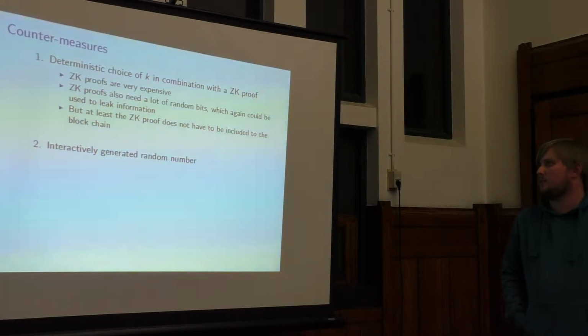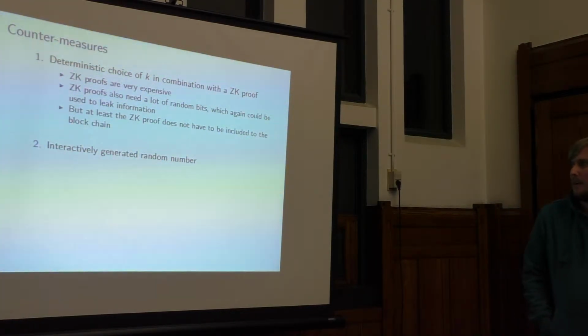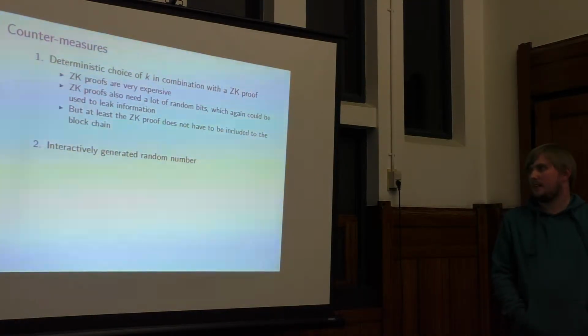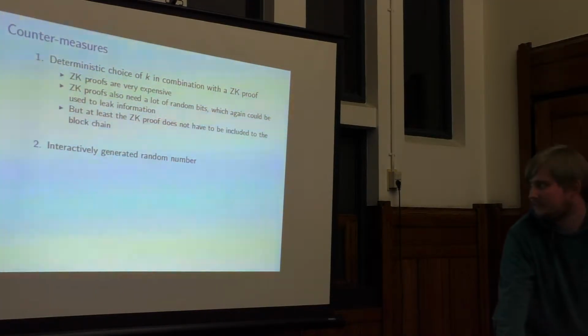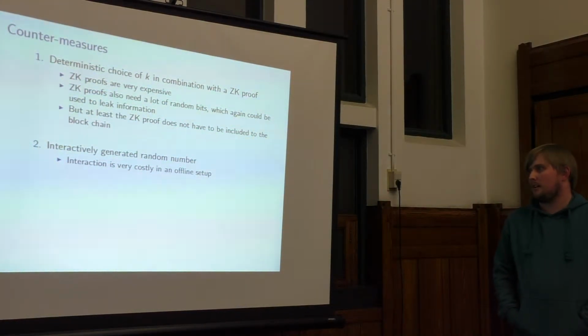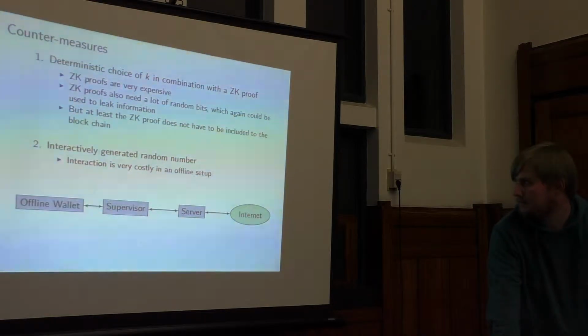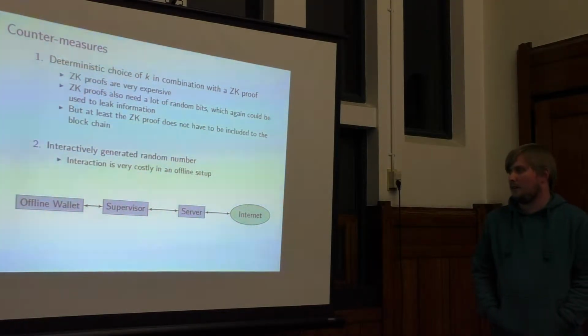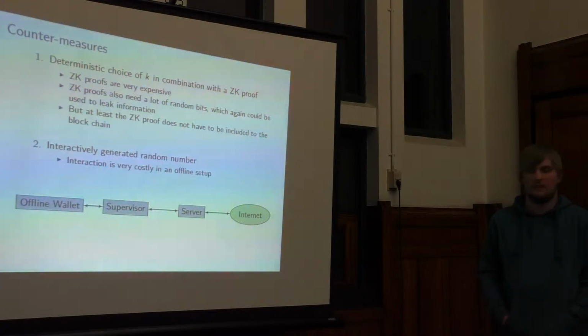The second way to have a countermeasure is to interactively generate random numbers. So this means the wallet doesn't pick the random number itself, but gets the random number from the supervising machine and has to use this random number provided by the supervising machine in a certain way so that the supervising machine can see that it actually used it. This is a little bit costly because you need interaction between the supervising machine and the wallet machine. And this setup would look like this. You have the offline wallet and the server, but in between you have the supervising machine, which interacts with the offline wallet to generate the random number and checks that the offline wallet did its job.